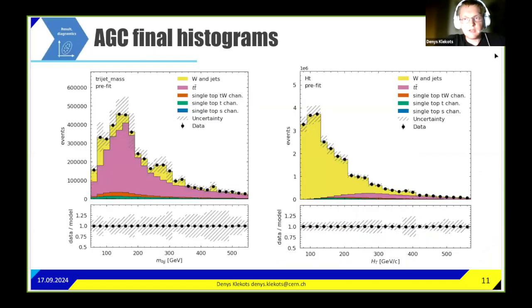And here is how the results look after being put into cabinetry. It returns the result of fitting, and it returns the uncertainties on the data. Well, that is the last part of what we have in the analysis grand challenge, which is result diagnostics.